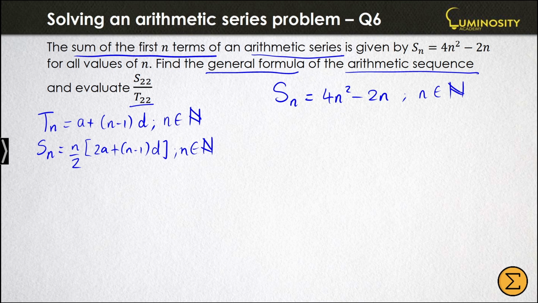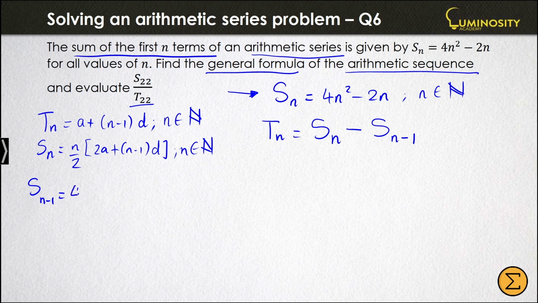Well, we recall that very special property about arithmetic series. The general term t sub n can be represented as the sum of the first n terms minus the sum of the first n minus 1 terms. So let's have a look at that. We know what Sn is. What is S sub n minus 1? In this formula, wherever there's an n, I'm just going to replace it with n minus 1.